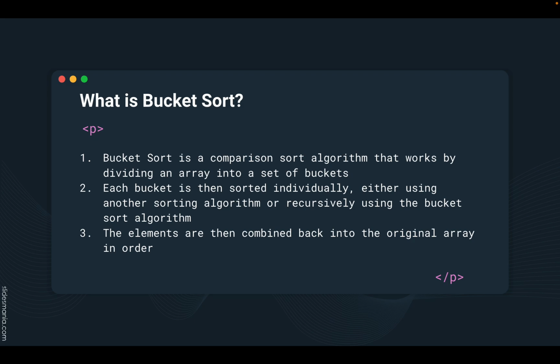So first off, what is bucket sort? Bucket sort is a comparison sort algorithm that works by dividing an array into a set of buckets. Each bucket is then sorted individually, either using another sorting algorithm or recursively using the bucket sort algorithm. The elements are then combined back into the original array in order.